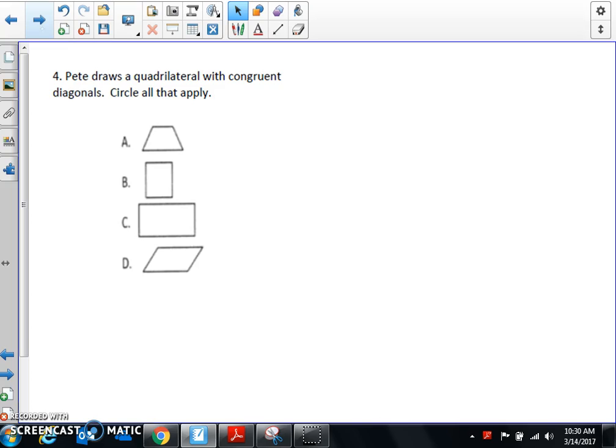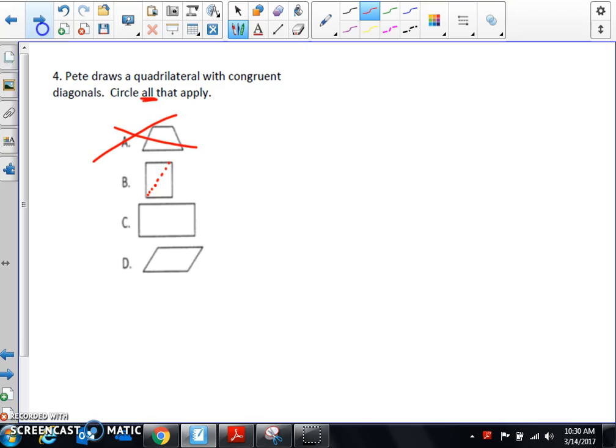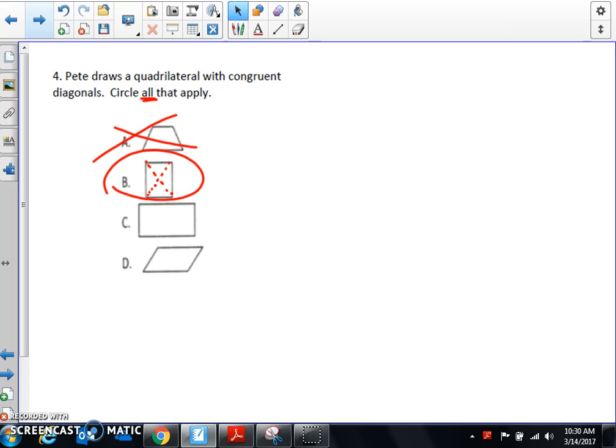Pete draws a quadrilateral with congruent diagonals. Circle all that apply. So the only thing we know about trapezoid is that it has exactly one pair of parallel lines, so we can get rid of A. All right, so congruent diagonals. So here's a diagonal, here's a diagonal. Are those the same length? Yes. So I'm going to go ahead and circle B.